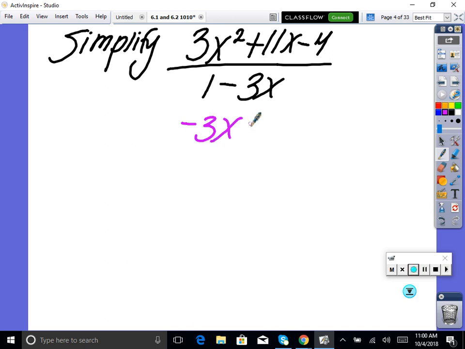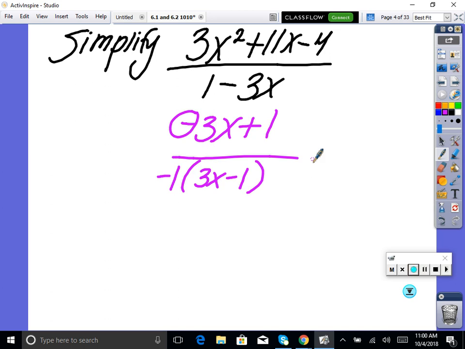We have negative 3x plus 1. Is that considered factored? Nope, we need to pull out a negative 1. So we pull out negative 1, and then left is 3x minus 1. That's what the denominator would factor to be, everybody. Just a reminder. A lot of people say, oh, it's factored. But no, it's not, actually.